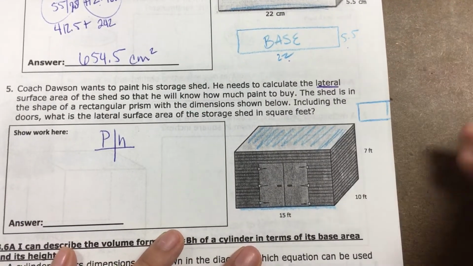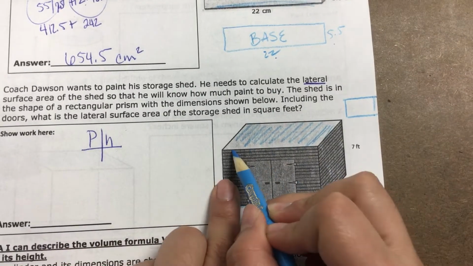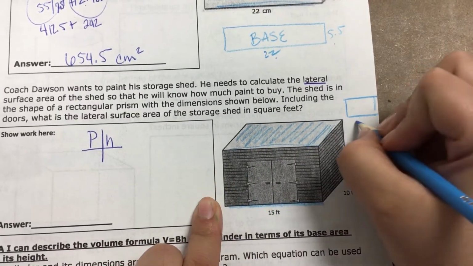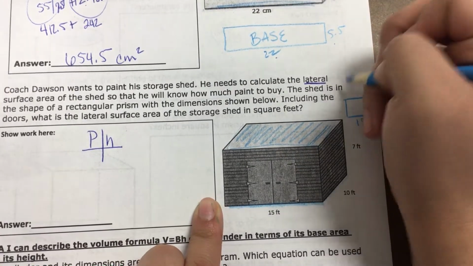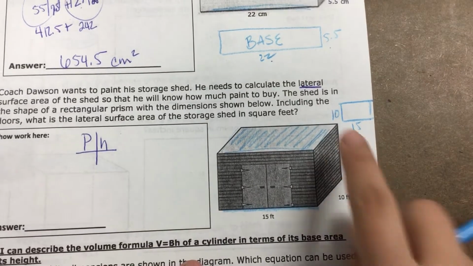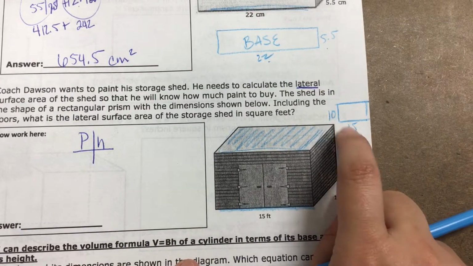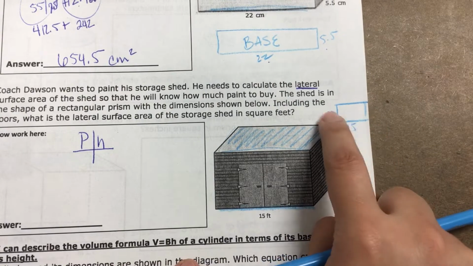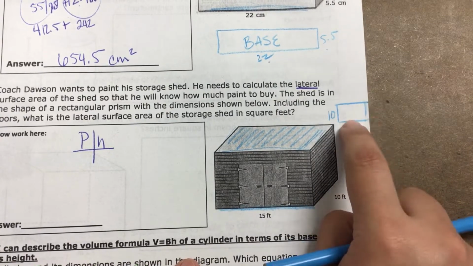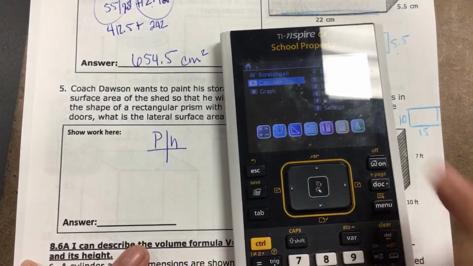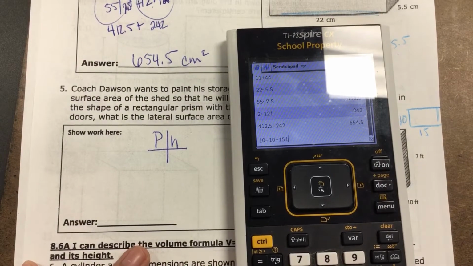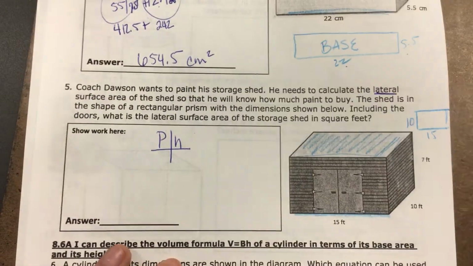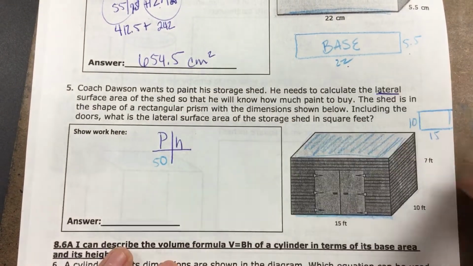So a rectangle like this. This measurement is 15. This one is 10. We're going to find our perimeter by adding up all four sides. These sides are going to be the same as these. So 10 plus 10 plus 15 plus 15. We should end up with, let's see, I think it's 50. Yep. So P is 50.